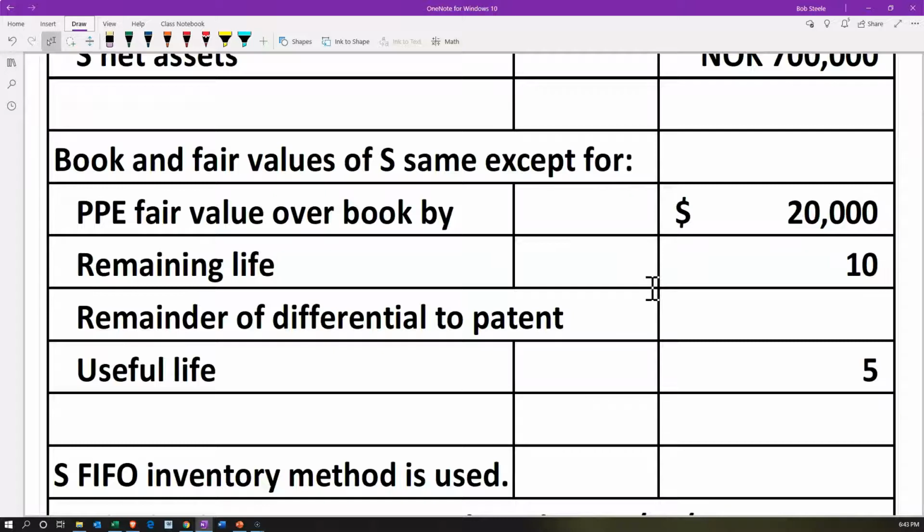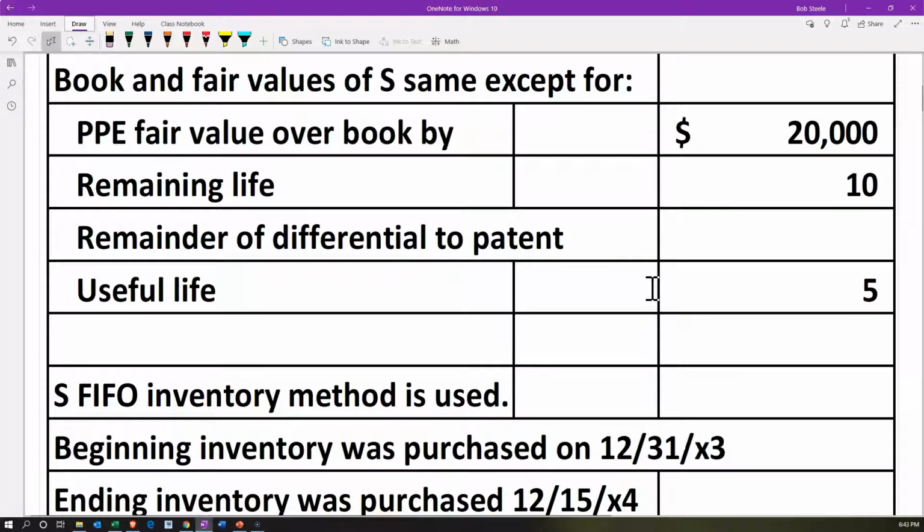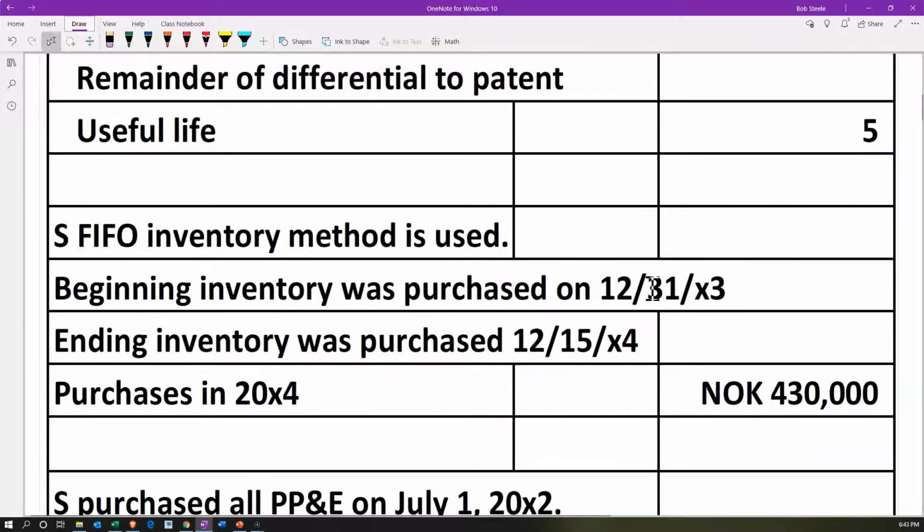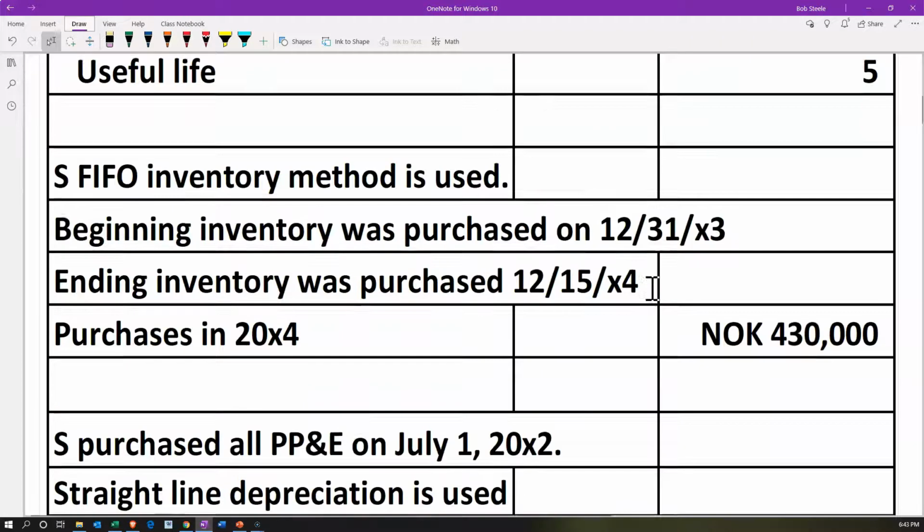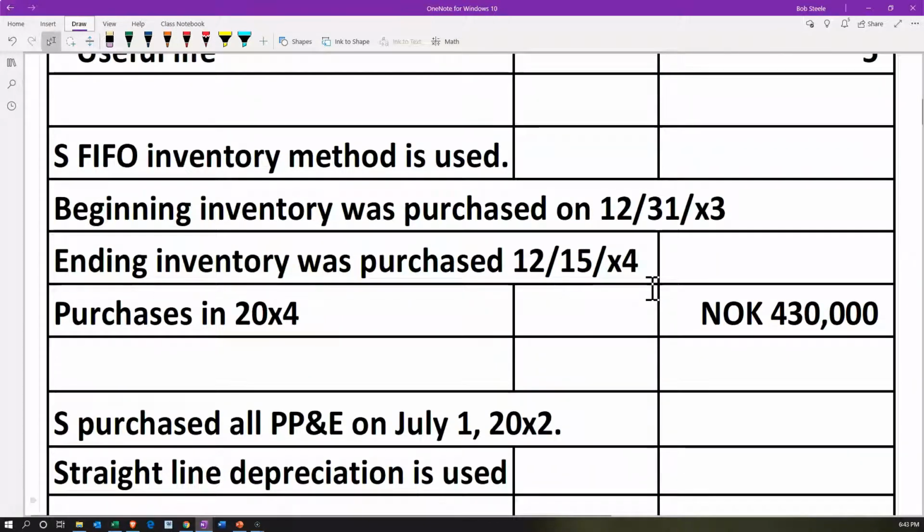The remainder of the differential is not going to go to goodwill, but rather to another intangible asset, that intangible asset being a patent. It will have a 5-year useful life, so we'll have to be dealing with both depreciation of the property, plant, and equipment and amortization of the patent. S, the subsidiary, uses the first in, first out inventory method. Beginning inventory was purchased on 12/31/X3. Ending inventory was purchased on 12/15/X4.